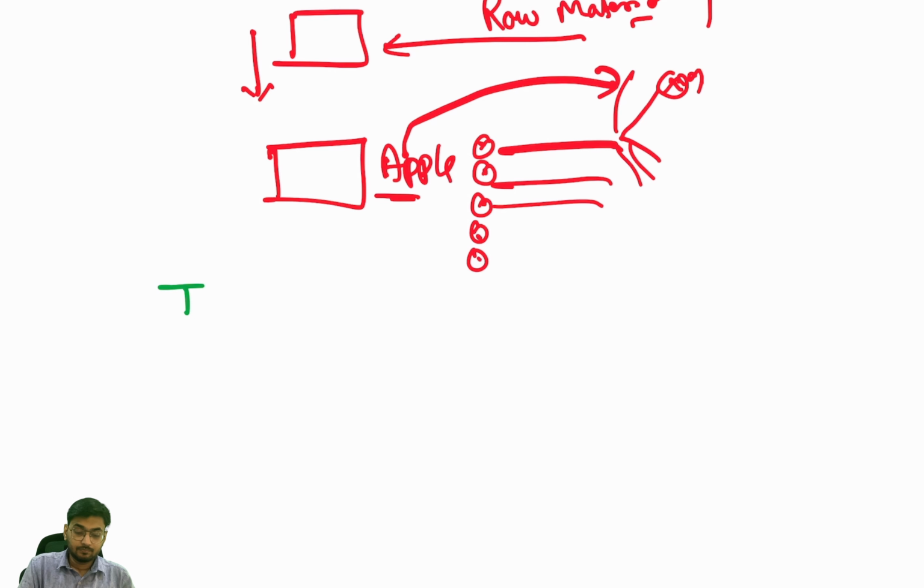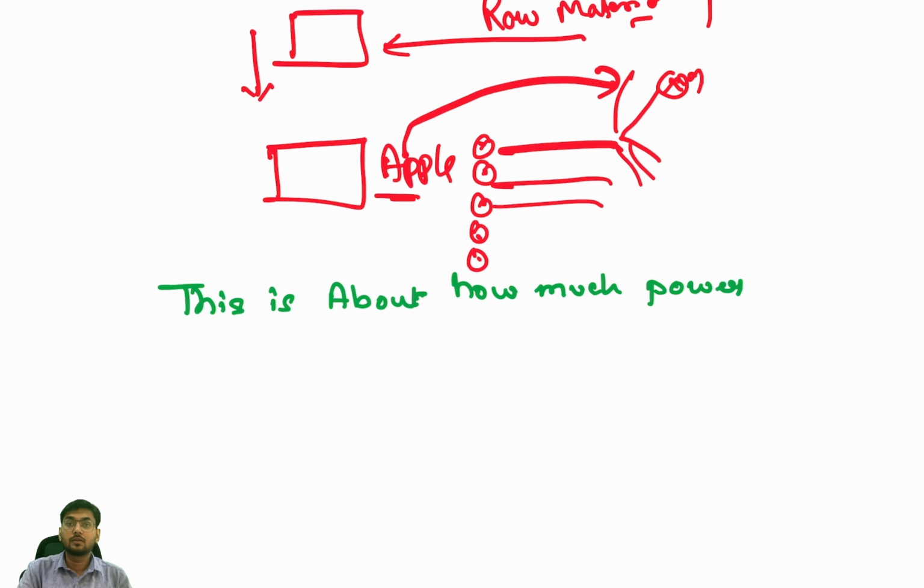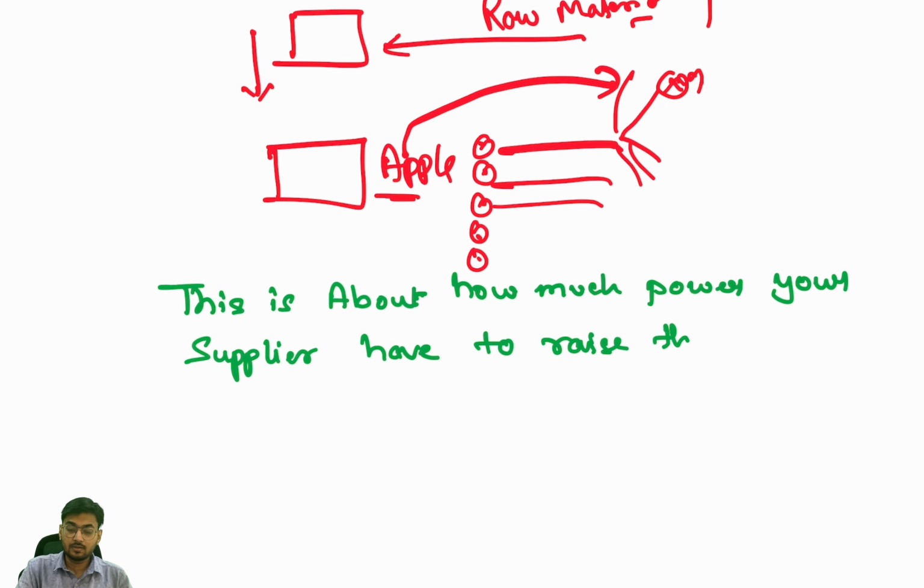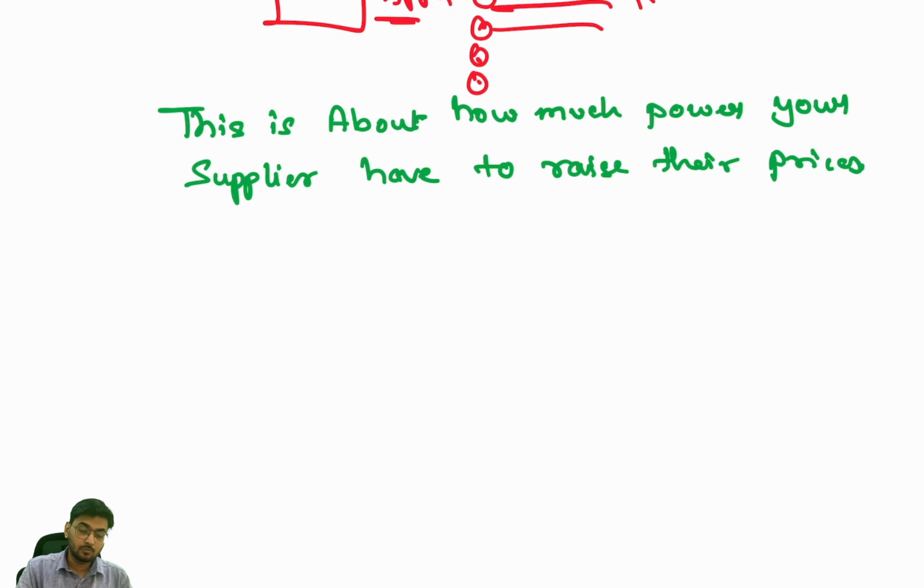Clear? Write down. This is about how much power your supplier has to raise their prices. Clear?